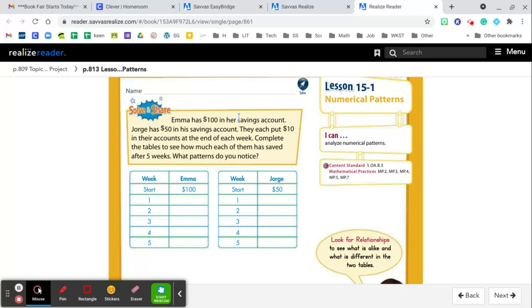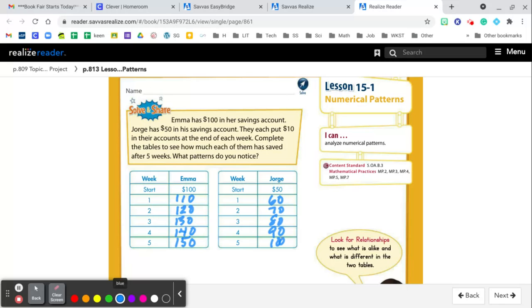So Emma starting with 100, Jorge starting with 50. They each put 10 into their account. So we're going to have our start value and we're going to add 10 as we go along. So let's get that done first. Starting with 100, then we would have 110, 120, 130, 140, and 150. Jorge starts with 50. He'll go on to have 60, 70, 80, 90, and 100.